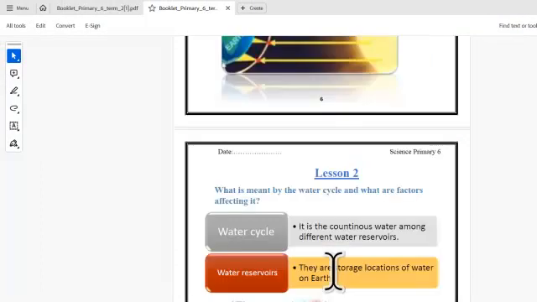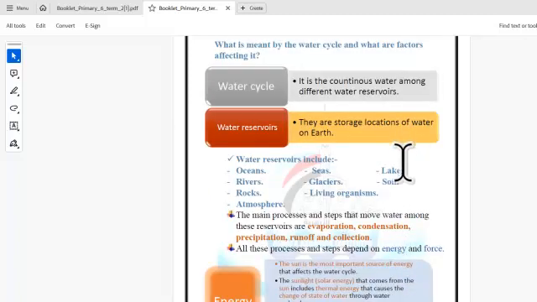Lesson 2. What is meant by the water cycle and what are the factors affecting it? The water cycle is the continuous movement of water among different water reservoirs. Water reservoirs are storage locations of water on Earth. Water reservoirs include oceans, seas, lakes, rivers, glaciers, soil, rocks, living organisms, and the atmosphere.